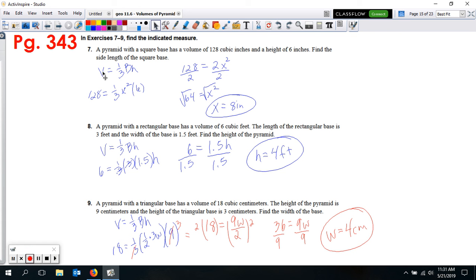Alright, so these are just where you're trying to find a particular measure, so you're trying to find something using still this volume formula. Because you're using the same thing, because it says volume, it says pyramid, this is the formula for volume and pyramid. And sometimes we're trying to find something other than just the volume. We know the volume, but we got to find something else inside of the formula.